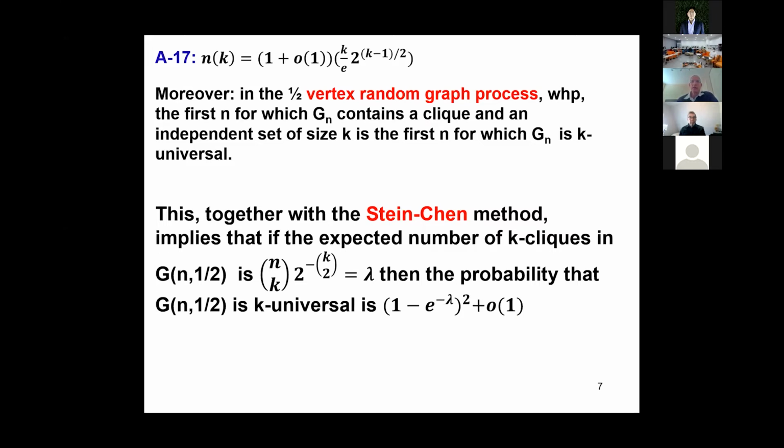So if n is such that the expected number of k cliques, which is the expression you see here, n choose k 2 to the minus k choose 2, is lambda, and if this behaves like a Poisson distribution, then the probability that there is such a clique is 1 minus e to the minus lambda. And if you believe that the clique and the independent set are more or less independent, so this is what the two-dimensional Stein-Chen method enables you to do, then it can be shown that if the expected number of cliques is lambda, then the probability that the graph is k universal, which, as we said, is essentially the probability that it contains a clique and an independent set of size k, is roughly 1 minus e to the minus lambda squared up to some low order term.